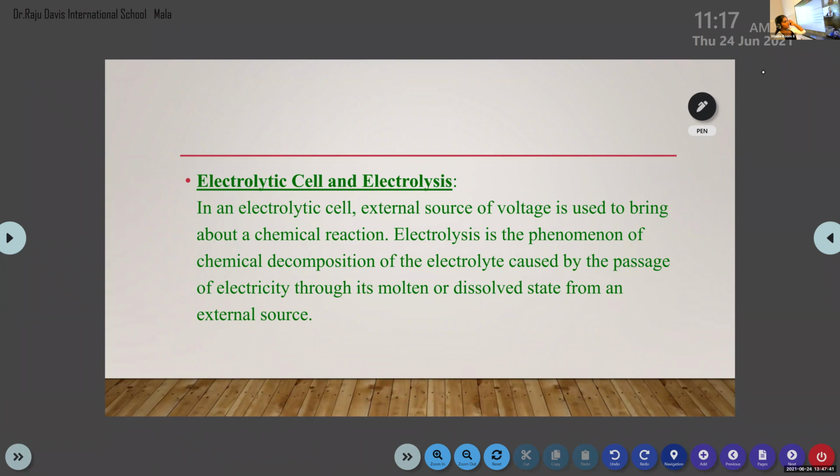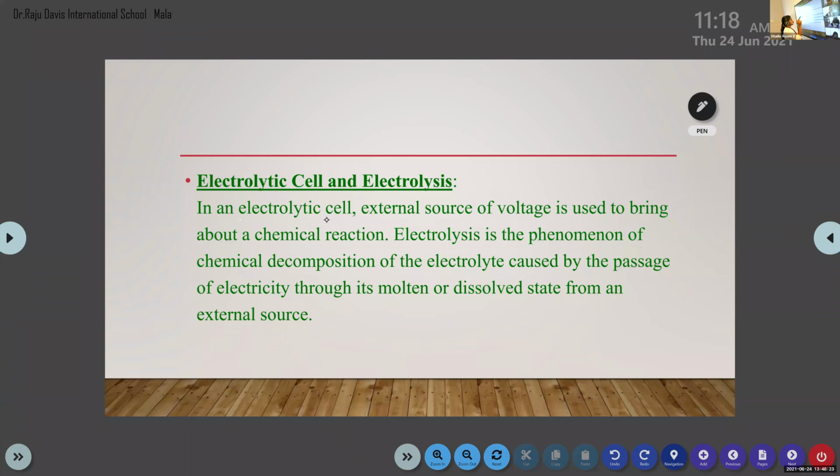In the beginning of this chapter, we have learned the differences between electrochemical cell and electrolytic cell, right? In an electrochemical cell, the chemical energy of the reaction is converted to electrical energy. Here in an electrolytic cell, due to the supply of electrical energy, a chemical reaction takes place. That's the process of electrolysis. By applying electrical energy, we split the ions. Such a cell used to do electrolysis is known as an electrolytic cell.